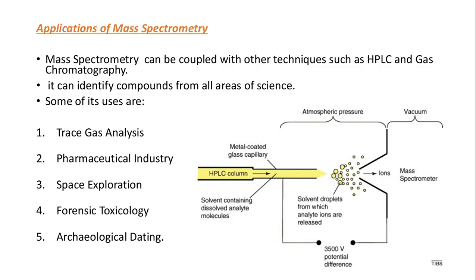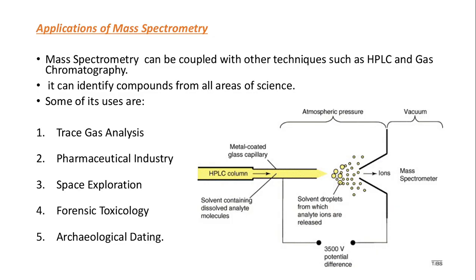So then coming to applications, mass spectrometry can be coupled with other techniques such as HPLC, high performance liquid chromatography, and gas chromatography, and it can identify compounds from all areas of science. And some of its uses are in stress gas analysis, the pharmaceutical industry and space exploration, and also it can be used in forensic toxicology and archaeological dating.